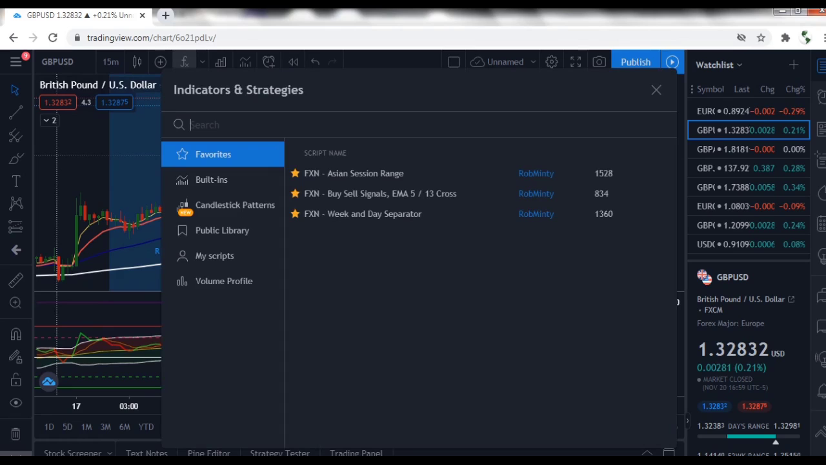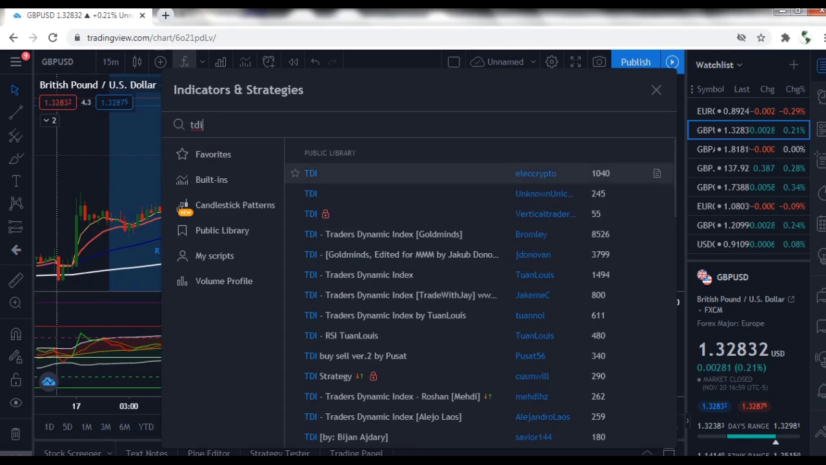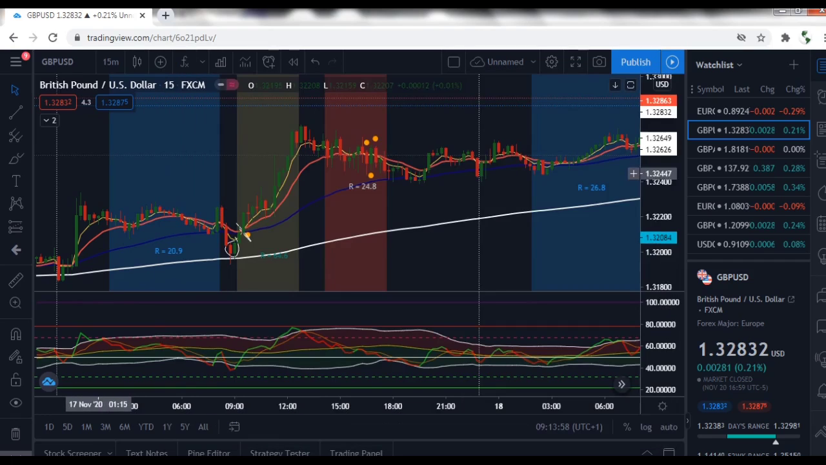If I type TDI here, you could see different TDIs will come up. I think I actually use this one, let's say edited for MMM by Jacob something. Or you could go with this one with the highest number of usage, that's 852. So you could pick any of them and edit it. Like this, I picked one and customized it where we know our TDI.